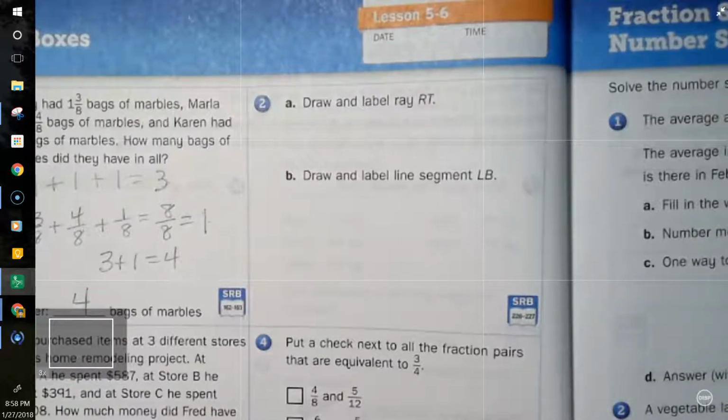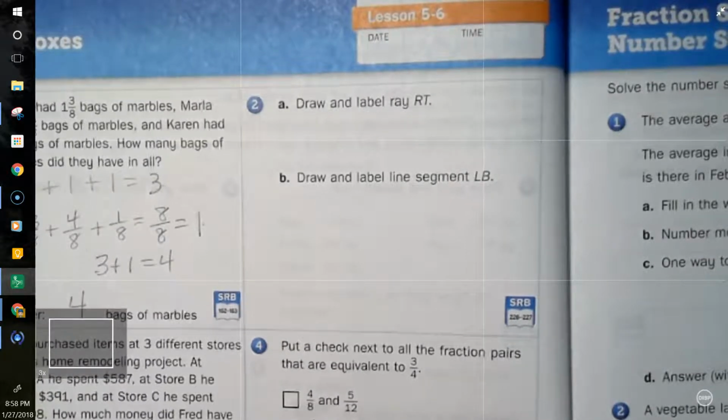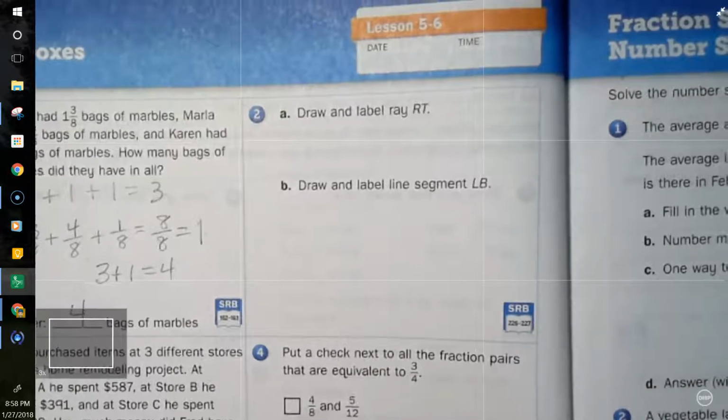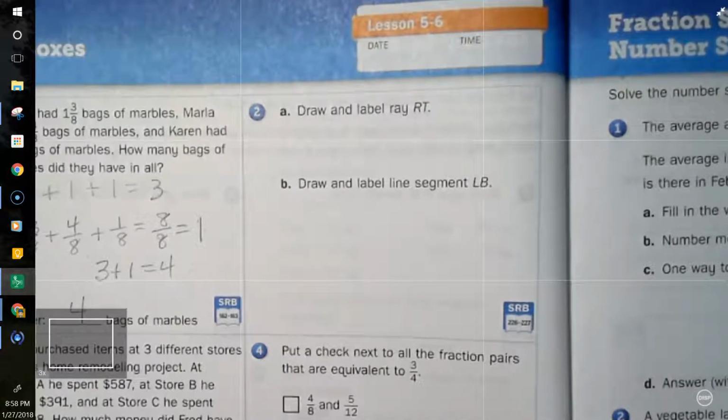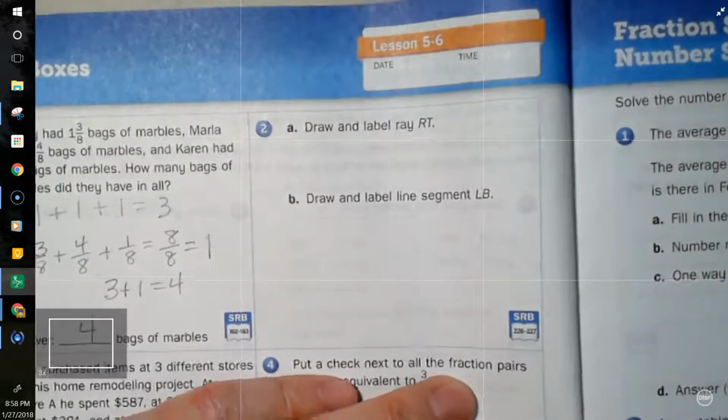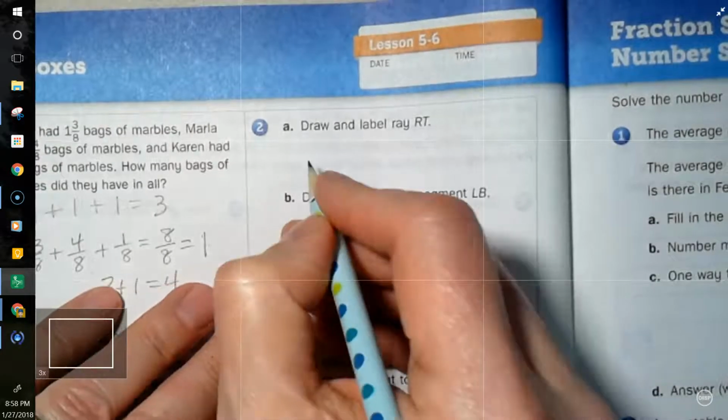Question number 2 says draw and label ray AT. Now we should remember that rays have a point on one end and they continue out, keep going forever, so we're going to give them an arrow on the other end and we connect that with a ray of sunlight. So I'm not going to use a straight edge for this.